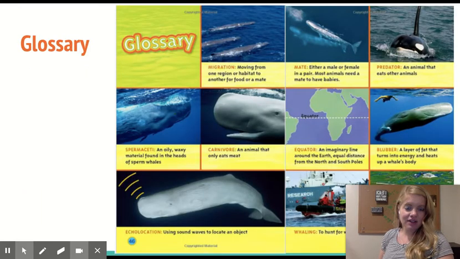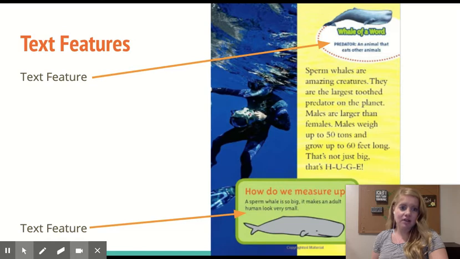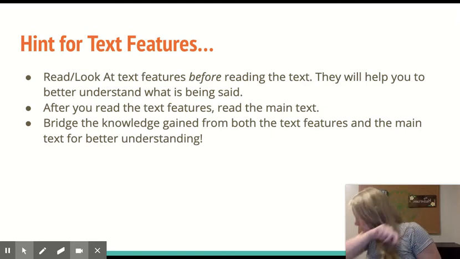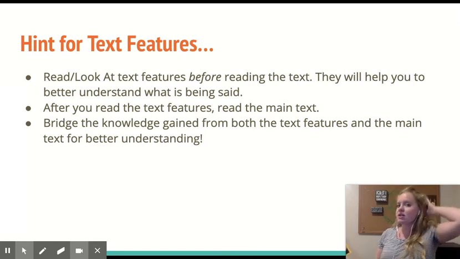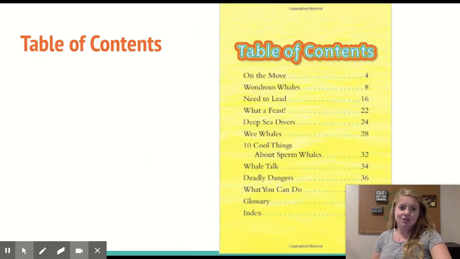Here is our glossary with tricky or important words. Here are our text features. Remember, when we're reading text features, we're going to read and look at the text features before reading the text. They will help us to better understand what is being said. After we read the text features, we read the main text. And then we bridge the knowledge gained from both text features and the main text for a better understanding. There's our caption. There's our table of contents. Once again, very important to show.